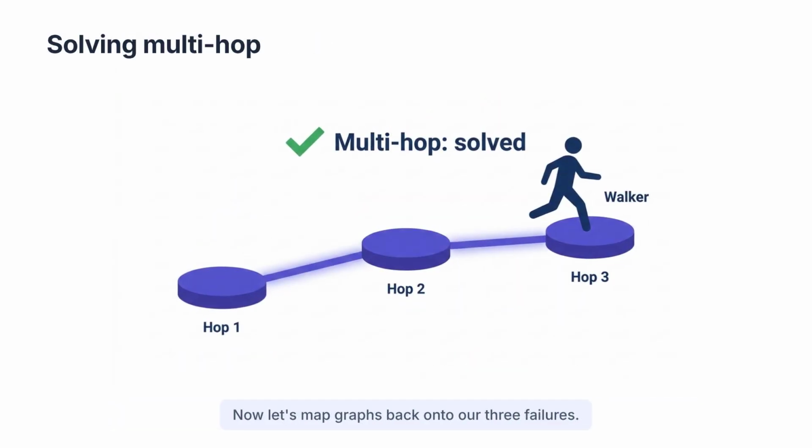Now let's map graphs back onto our 3 failures. Multi-hop solved because the chain of relationships is exactly what we traverse. Executive to metric to condition, that's a path and the path is the answer. The question that broke vector search is the question graphs were born to answer.